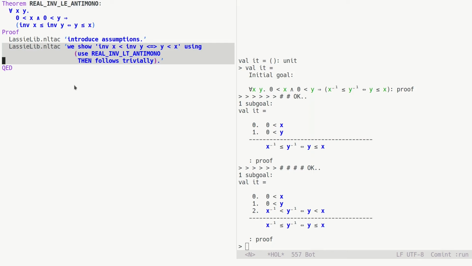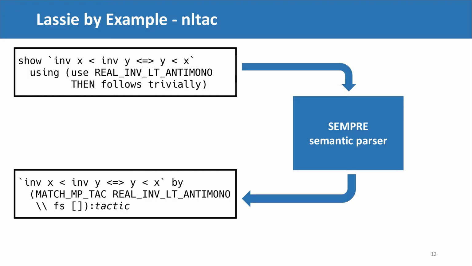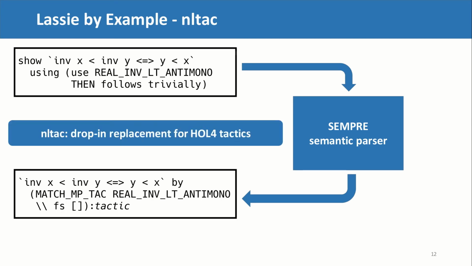Let's take a closer look at how NLTAC works. When we give our tactic on the top left of the slide to the Sempre semantic parser, which is used internally by Lassie, what it will do for us when using NLTAC is translate it into its HOL4 equivalent and apply this tactic to the goal for us. So NLTAC just acts as a drop-in replacement for HOL4 tactics. Having seen NLTAC, let's look at NLExplain next.